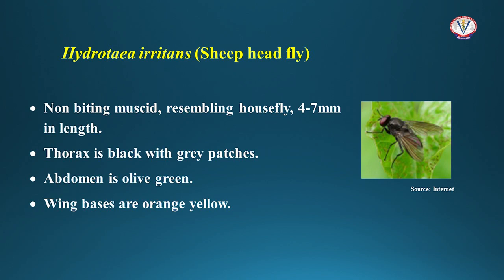Hydrotaea irritans, or the sheep head fly. These are non-biting muscids resembling the housefly. Thorax is black with gray patches. Abdomen is generally olive green. The bases of the wings are orange yellow.